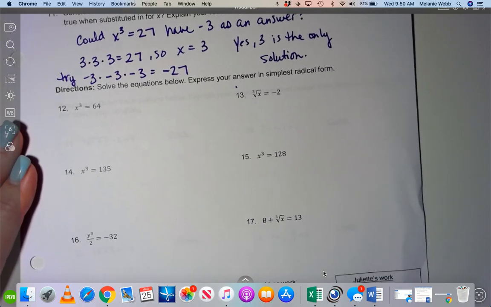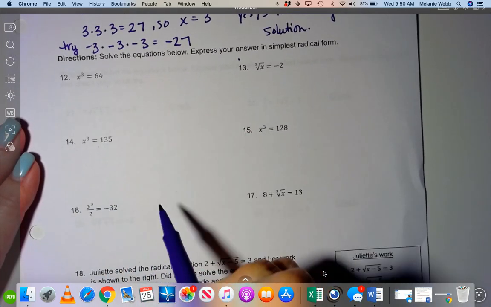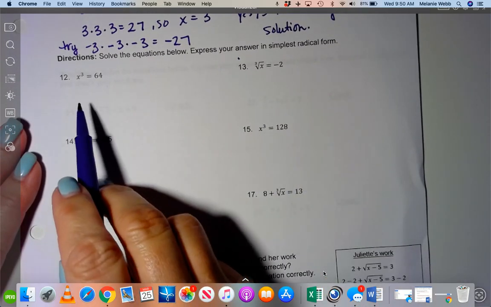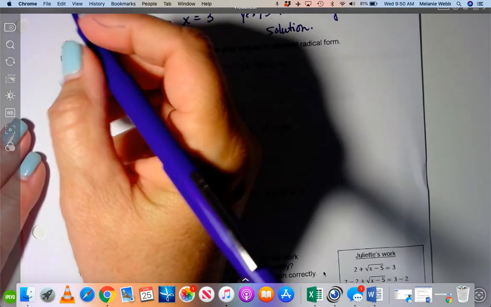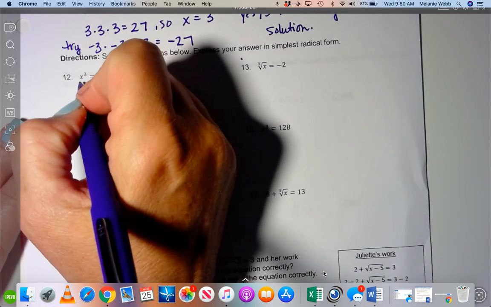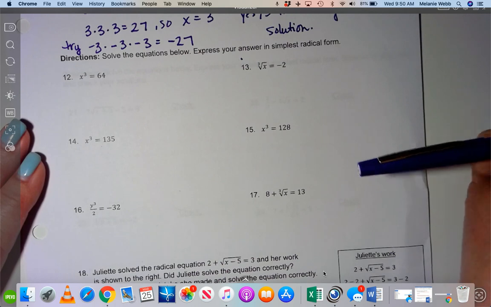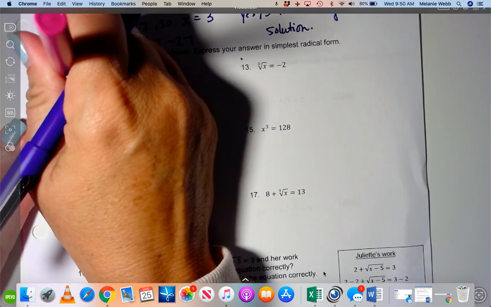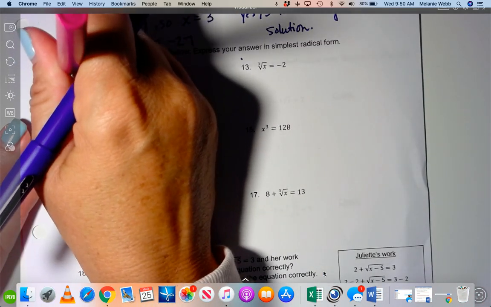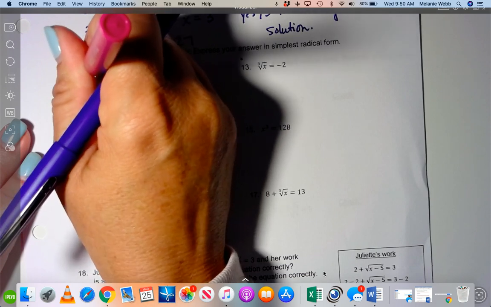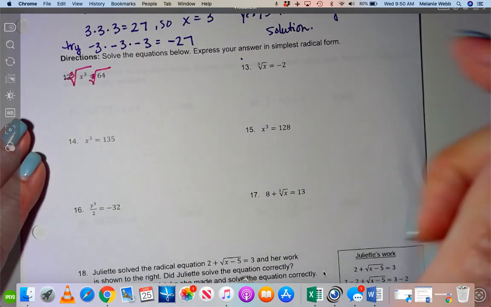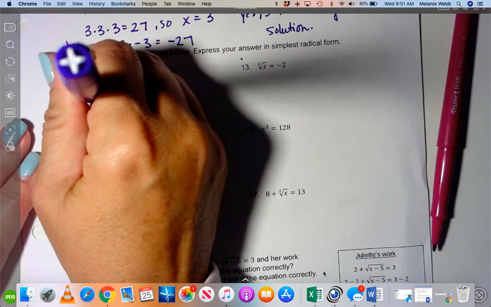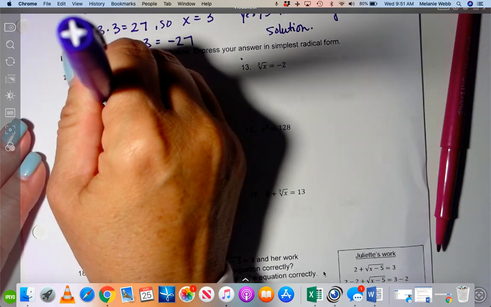Okay, so let's solve these. These are all cube roots. We're going to go ahead and solve these equations. So x cubed equals 64. I'm going to do the inverse operation, which is actually taking the cube root of both sides. So I have x by itself, and then I have the cube root of 64.